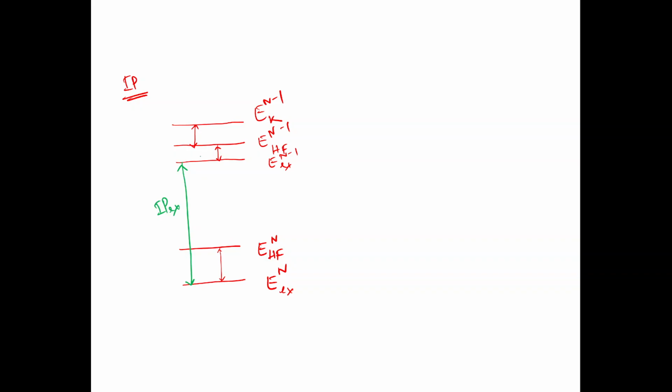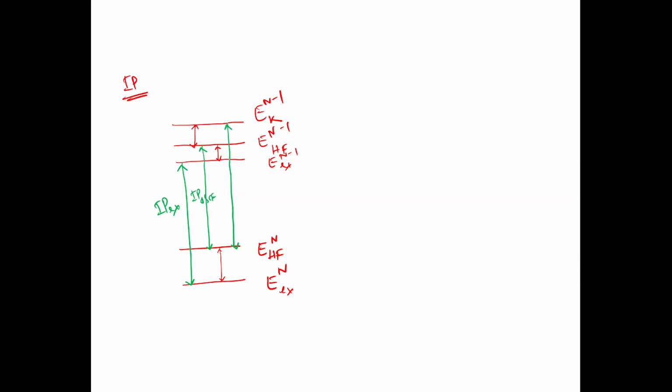And this is your delta SCF, which I'll come to in the next table. Delta SCF means that you do two separate SCF calculations and you take the difference. This is your IP delta SCF. And what is the Koopmans? This is your Koopmans, right?